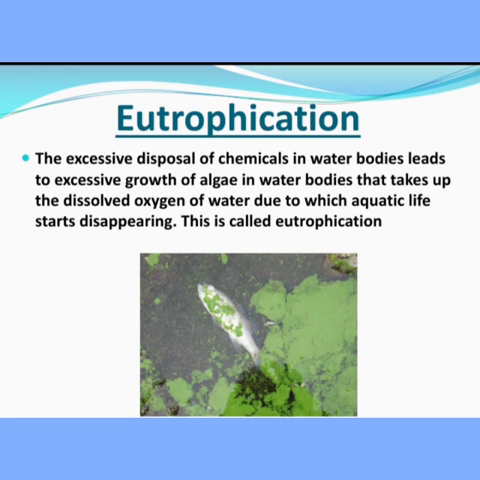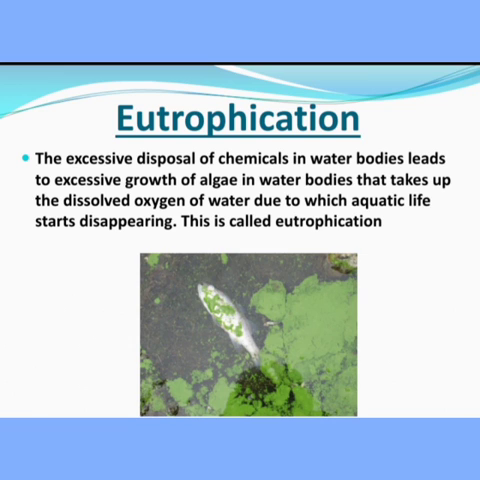Coming to eutrophication, as I said, it is algal bloom, the excessive disposal of chemicals in water. So if many industries connect their waste things to any river or ocean or any water bodies, what happens? This chemical is going to deposit in the water, right? So it will be very excessive in amount. So this excessive disposal of chemicals in water bodies leads to excessive growth of algae.